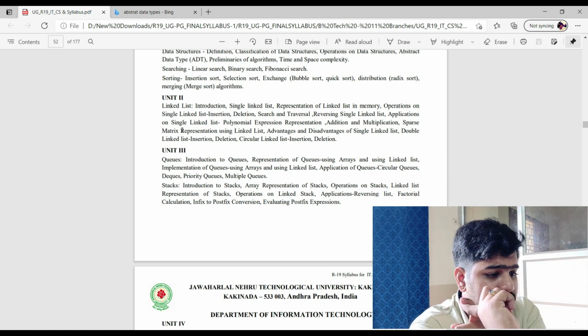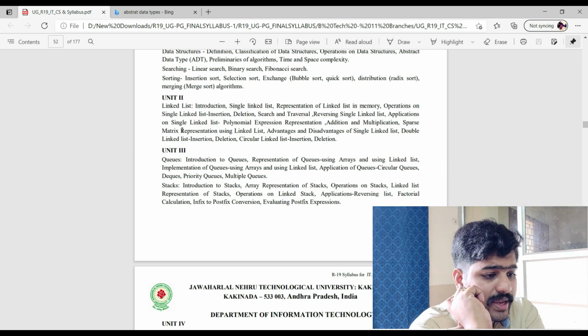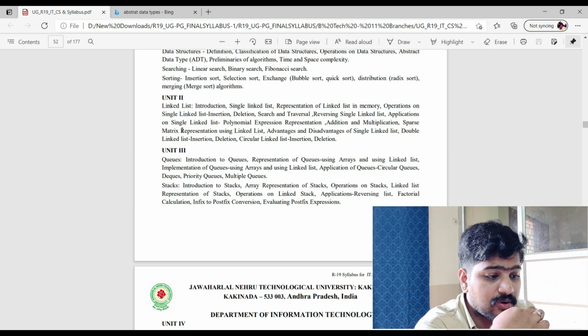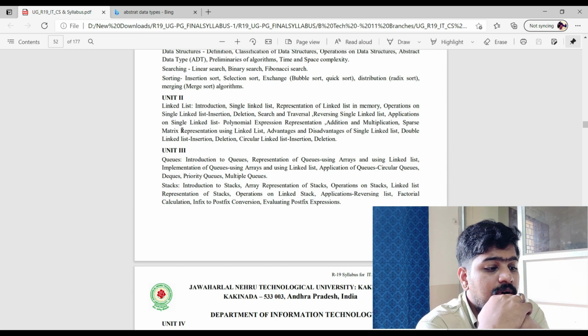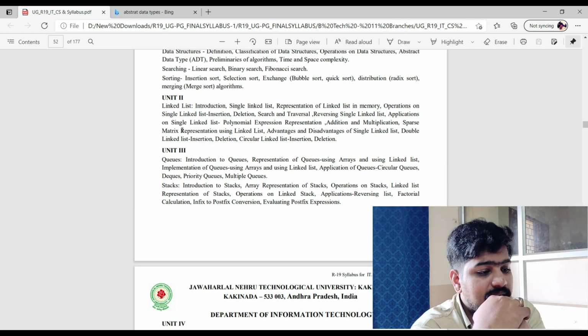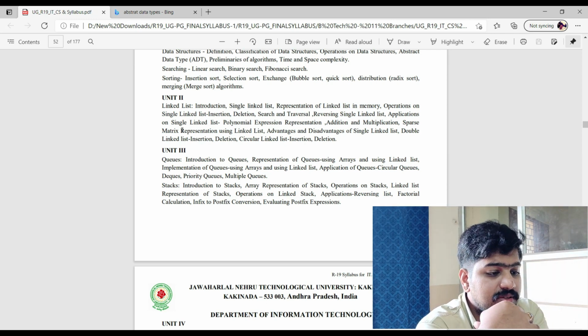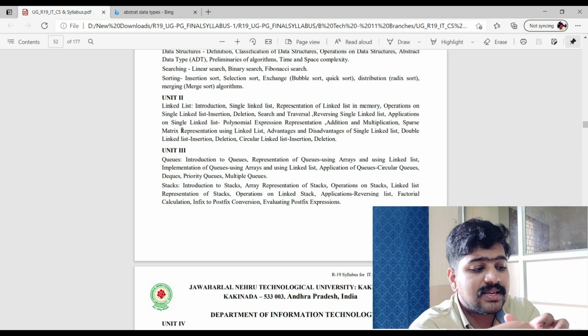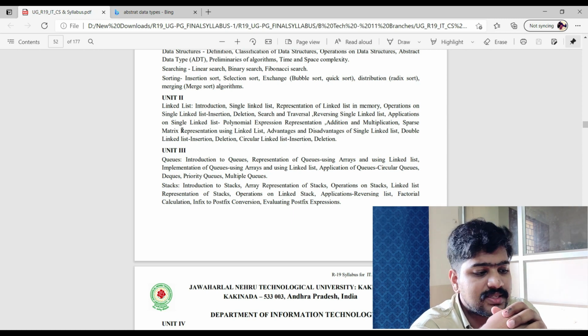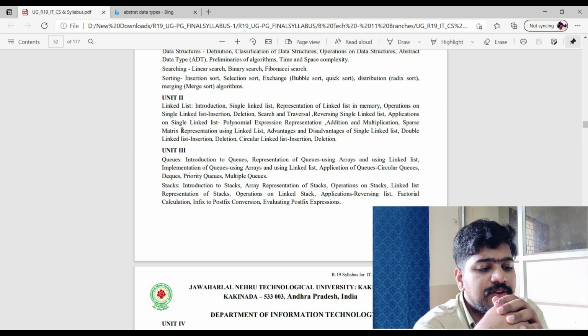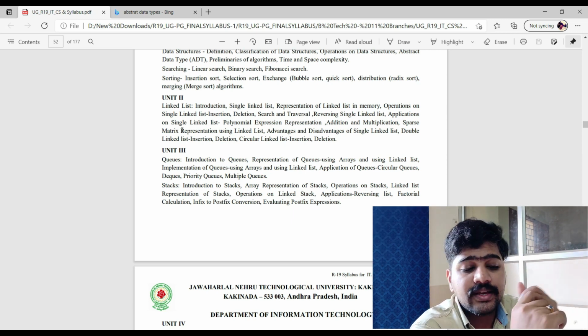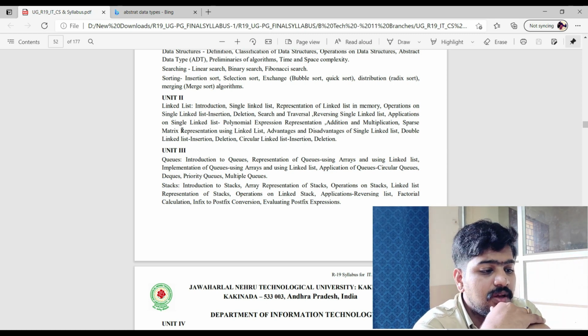In the second unit you can get addition and multiplication. The sparse matrix concept is the most important thing, and also polynomial expression representation, and tree traversing, deletion, search, and traversal. All these things are the most important things in a linked list. And if it is set one, you can expect one theory question and one practical question.